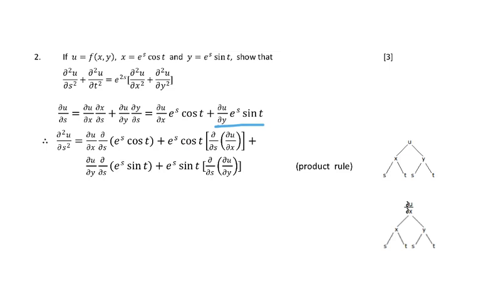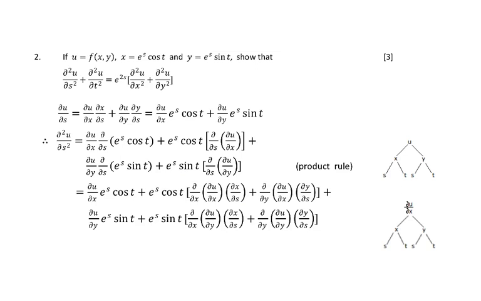Next, we have to find the derivative with respect to s of the second term in du/ds. That is the term underlined in blue. Again, we treat this as a product of two functions, so we first write down du/dy and then we multiply with the derivative with respect to s of the second factor, which is e to the power s times sin t. Then we have to write down the second term, which was e to the power s times sin t, multiplied by the derivative with respect to s of du/dy.